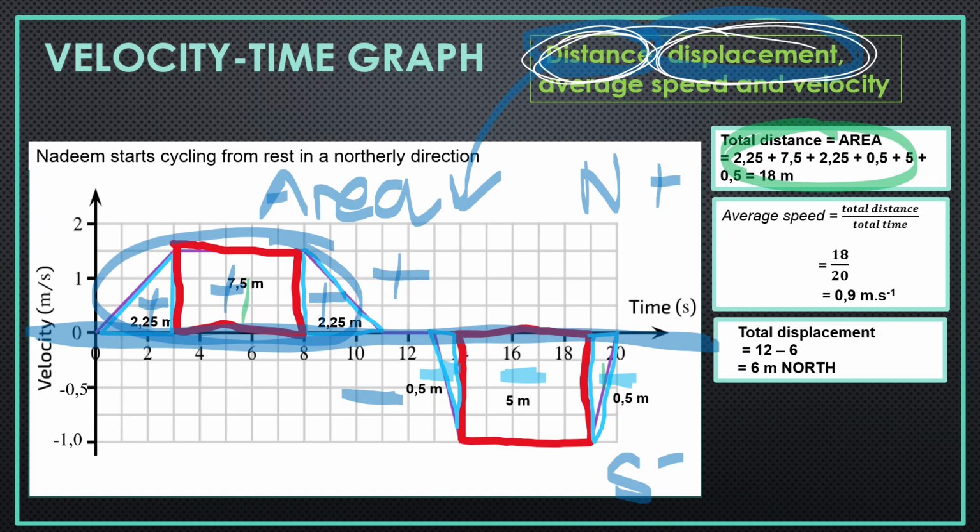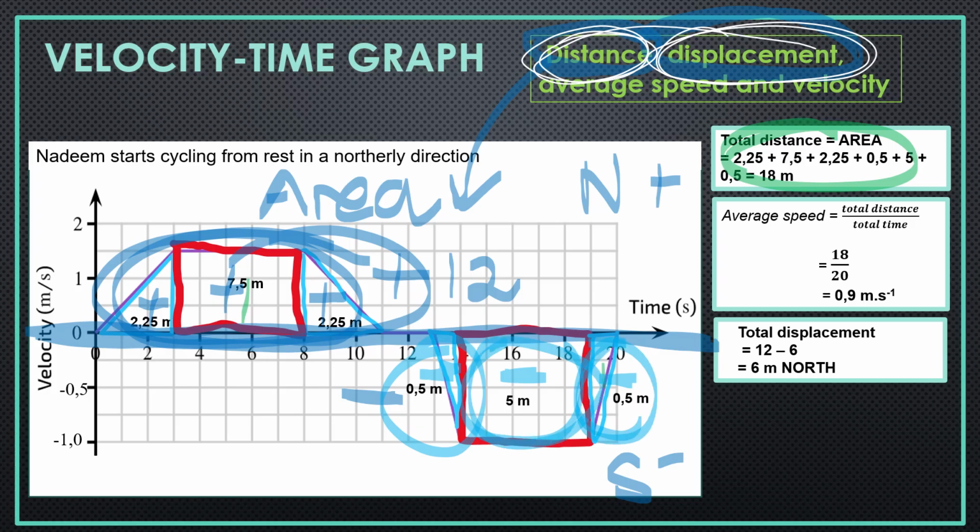So that means that your total displacement will be positive 12, because above the line you get positive 12, but below the line, 0.5 times 5 plus 5 plus 0.5 gives me negative 6. So positive 12 minus 6 gives me 6 meters, and because I get a positive answer, the direction for my displacement is north.